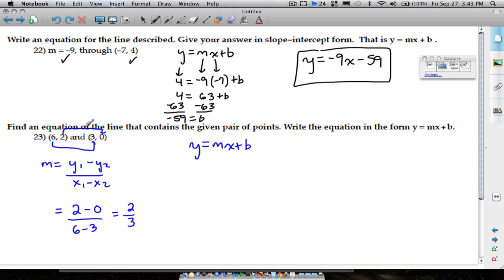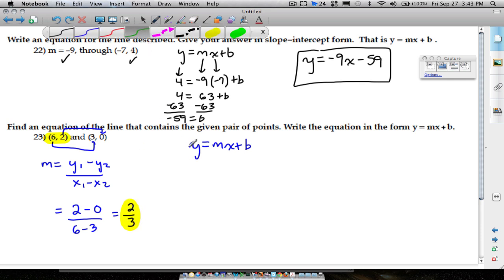Now from here it's entirely up to you which point you want to use. You can either use the (6, 2) or the (3, 0). Some students just like to use the first point, but some students actually sit there and look and they say, okay, which point's going to be easier to work with? Neither one of these are too bad to work with. So I'm going to use the (6, 2). We got to use that slope that we found.